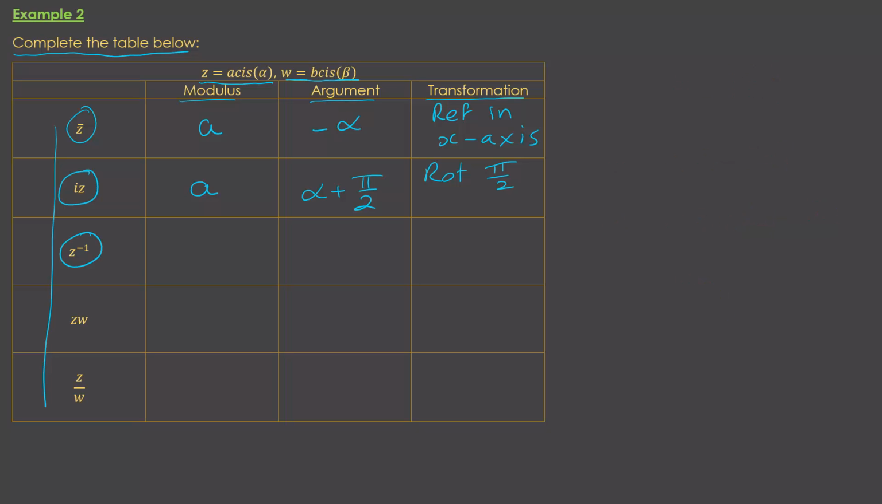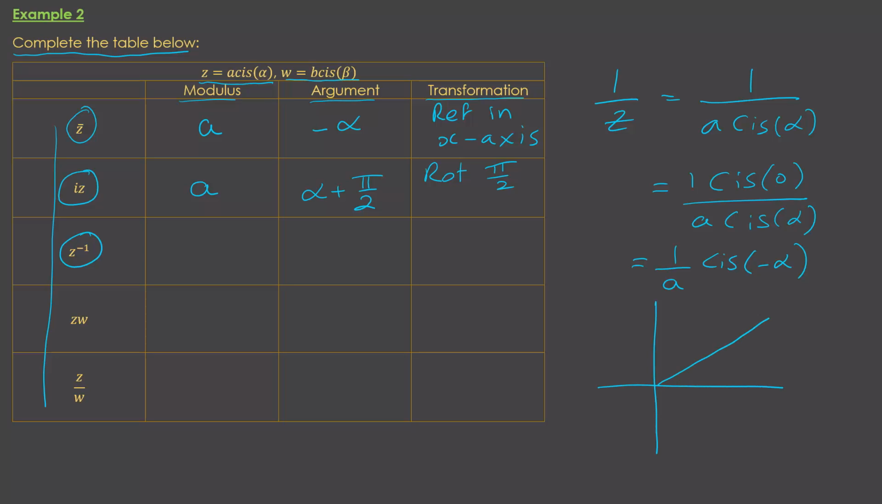The next one is Z to the negative 1, or if you like, 1 over Z, which of course is 1 over A cis alpha. And of course 1 is just cis 0, 1 cis 0 if you like, over A cis alpha. So that's going to be 1 over A, and it's going to be cis negative alpha.